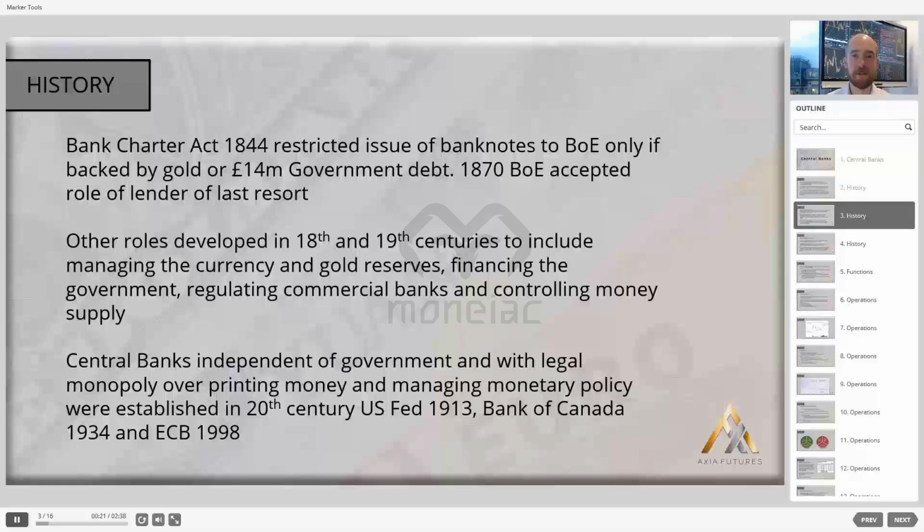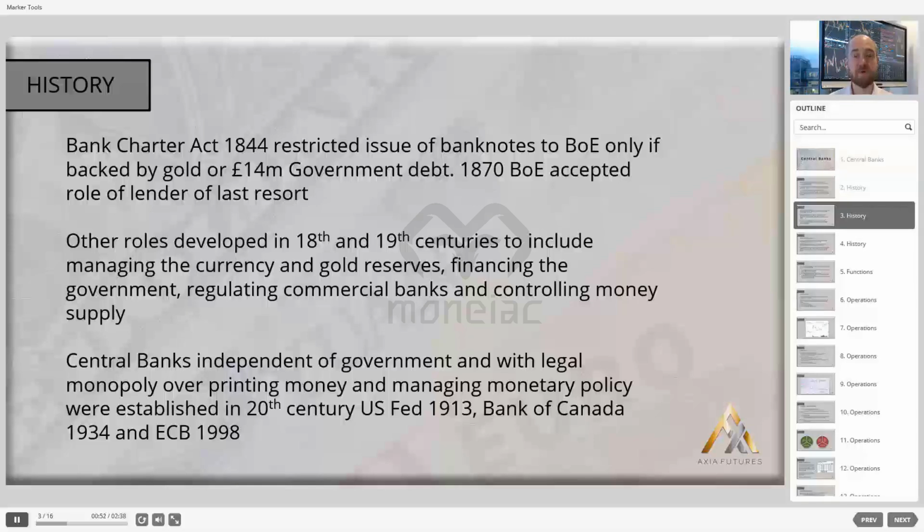However, this was also the beginning of the gold standard. Any printing of banknotes had to be done against an equivalent amount, 14 million, worth of gold or government debt. This created an obvious limit of supply. If we couldn't have any greater gold reserves, no more money. So that was the difficulty of having a gold standard and a currency backed by gold.